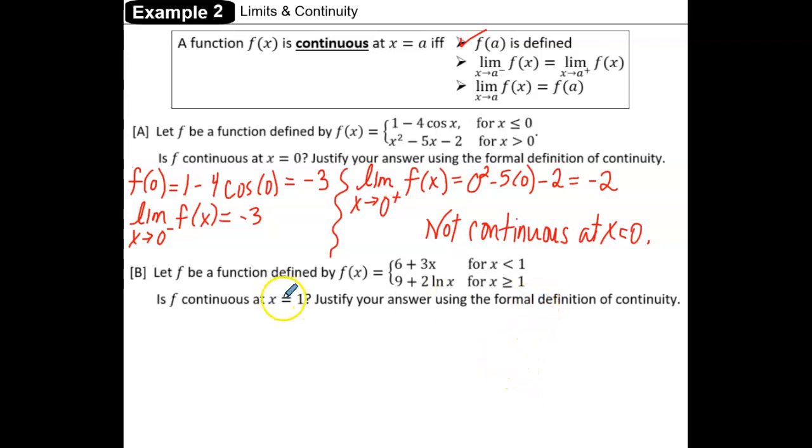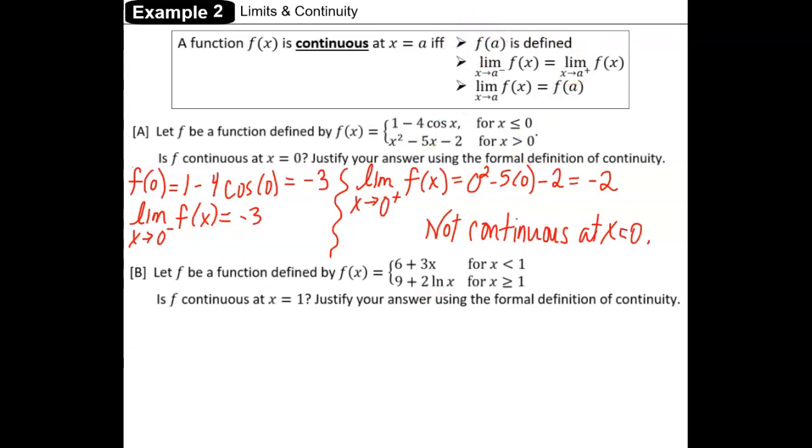So we want to let f be a function defined by f of x equals this piecewise function. Our first subfunction is 6 plus 3x for x's that are strictly less than 1. Our second subfunction, 9 plus 2 natural log of x for x's that are greater than or equal to 1. And we want to know, is f continuous at x equals 1 according to our formal definition of continuity.